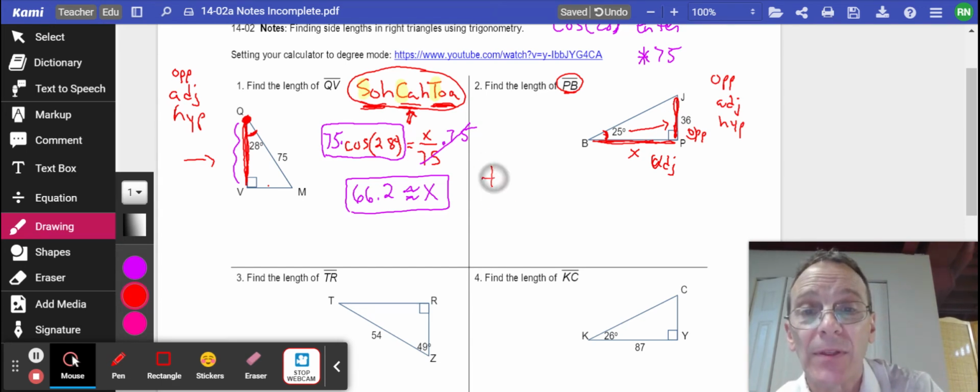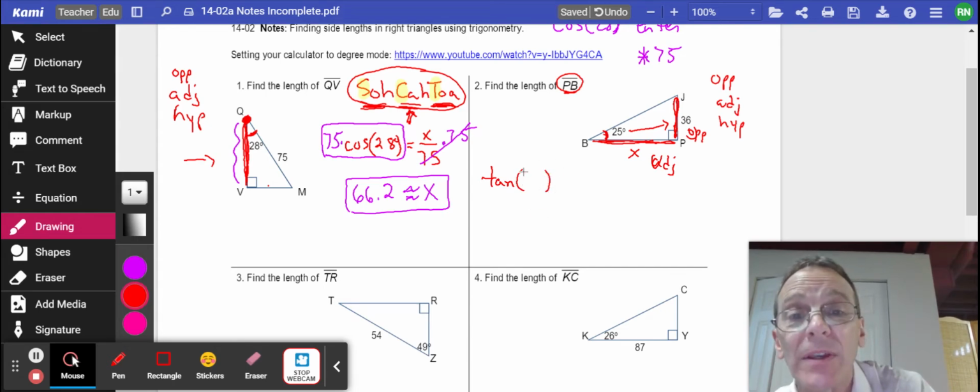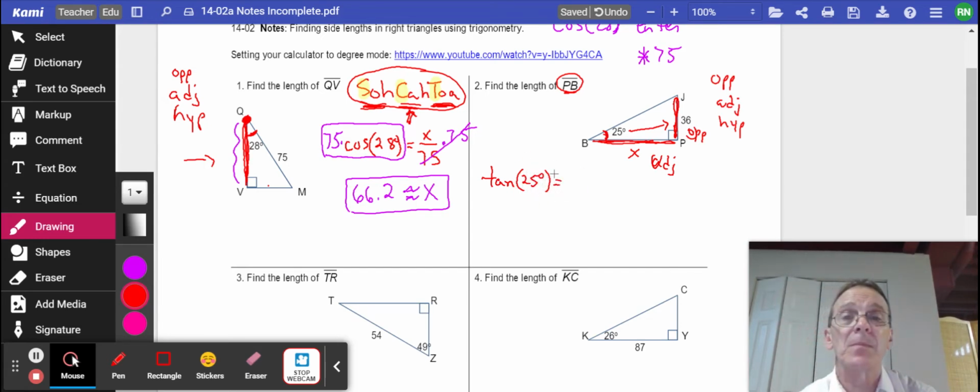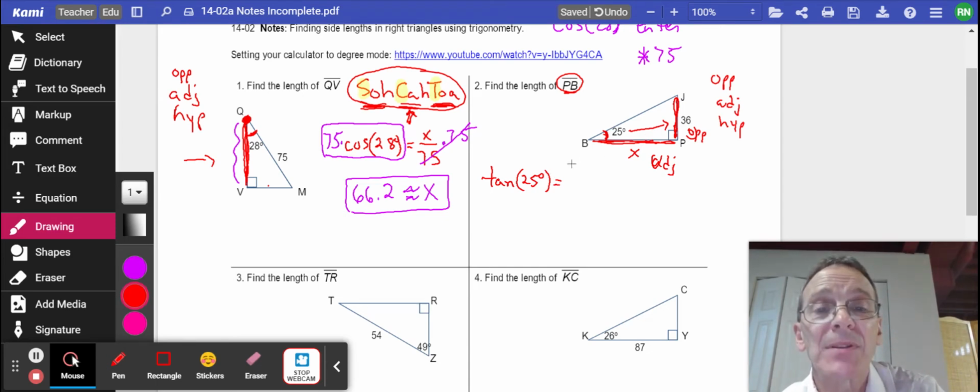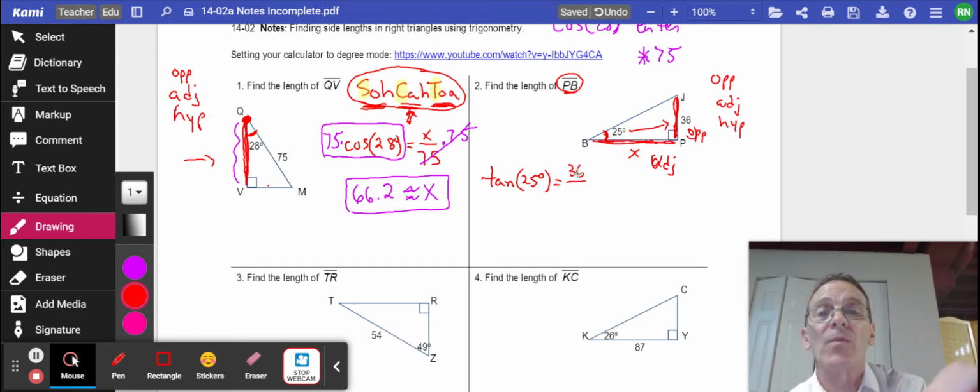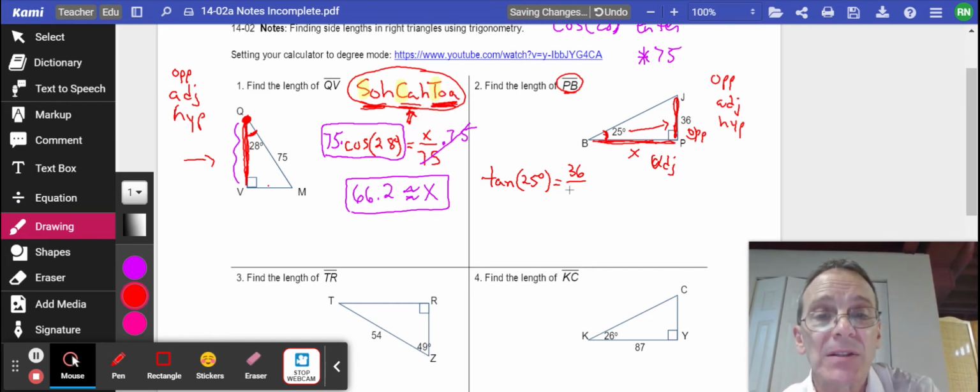It begins with tangent, which is a function which requires an input, and the input is always an angle measure, and the only acute angle measure we have in this diagram is the 25 degrees. That's equal to the opposite. Now this time the opposite is known to us. It's 36. Over the adjacent, right? The order of these letters matters. Tangent is opposite over adjacent, and the adjacent is the unknown this time.